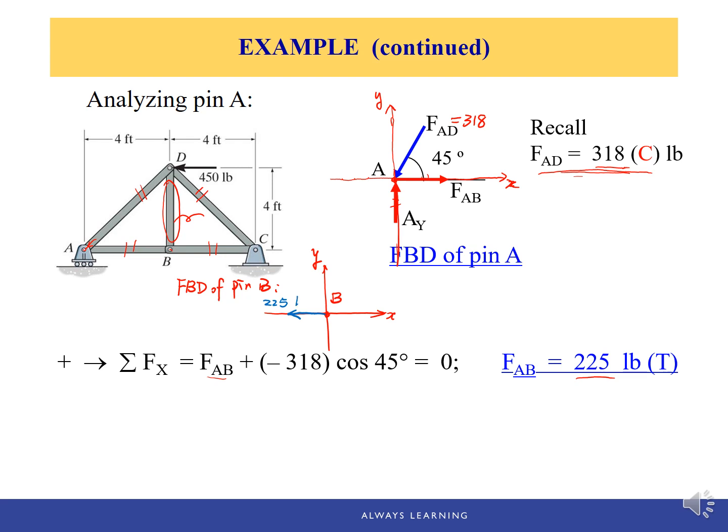225 pound force. And for force BC, FBC is not known, but we're going to assume it's in tension as well. This is FBC. And those are the only two forces applied at pin B, since BD is a zero force member. So based on equilibrium, we can solve BC equals 225 pound force, which is in tension as well. So all the members, 1, 2, 3, 4, we solved the forces for all the 4 members.